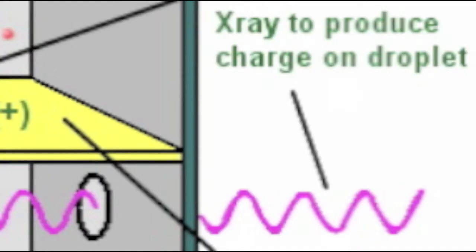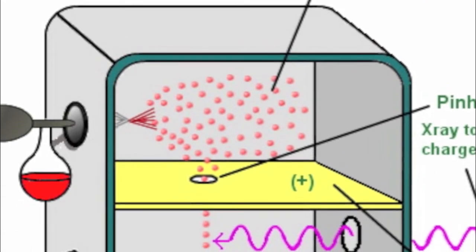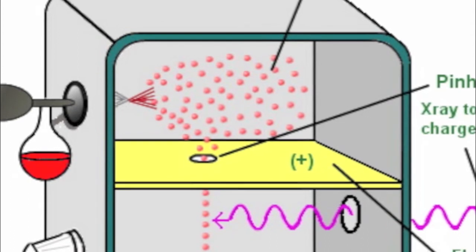Next, Millikan applied a charge to the falling drops by illuminating the bottom chamber with X-rays. This caused the air to become ionized and electrons to attach themselves to the oil drops. By attaching a battery to the plates above and below this bottom chamber, he was then able to apply an electric voltage.